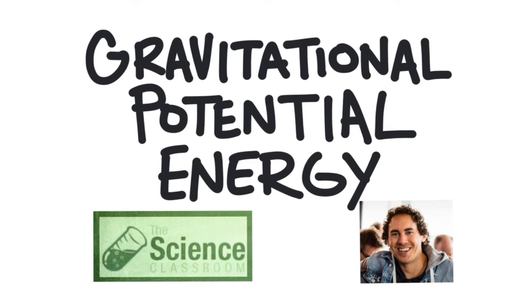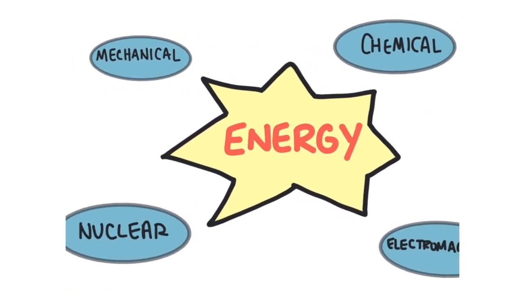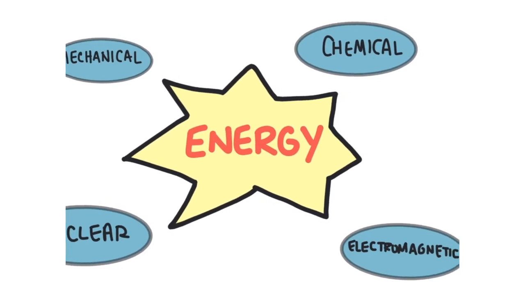In this video, we're going to talk about gravitational potential energy. Now, gravitational potential energy is one of many forms of energy, and energy is one of the most important concepts in science. Energy will take on many different forms, and these are just a few of those forms that it may take on, like mechanical energy, nuclear energy, chemical energy, and electromagnetic energy.